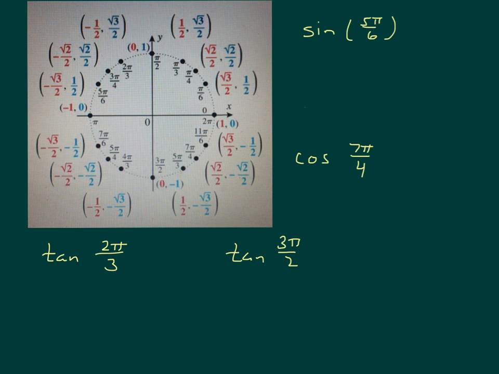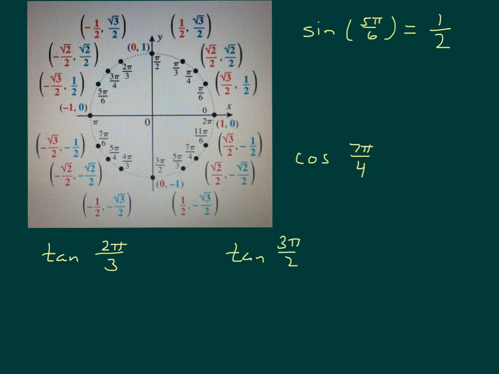So let's take a look at a couple examples. In this first example, we're going to look at the sine of 5 pi over 6. I'm going to go to 5 pi over 6, which happens to be right here. The sine of 5 pi over 6 is the y-coordinate of the point associated with 5 pi over 6, and that point is negative square root 3 over 2, and 1/2. So the sine of 5 pi over 6 is equal to 1/2.